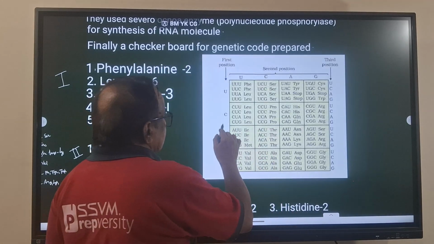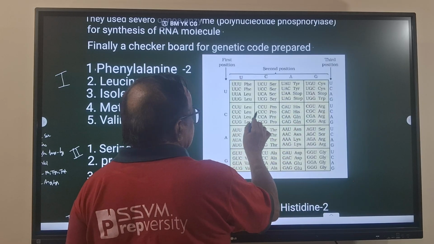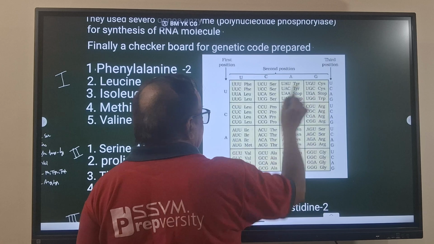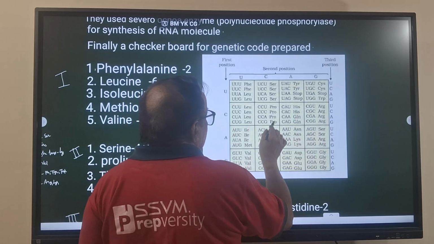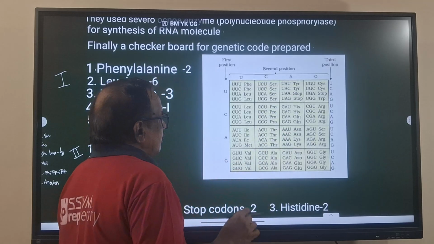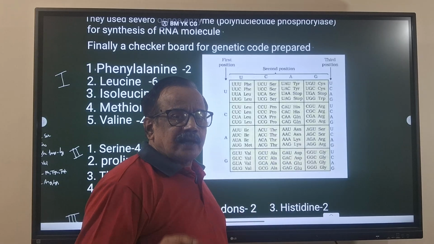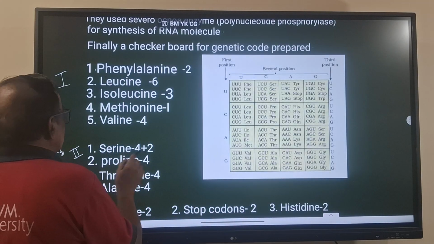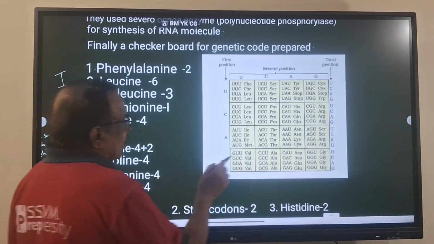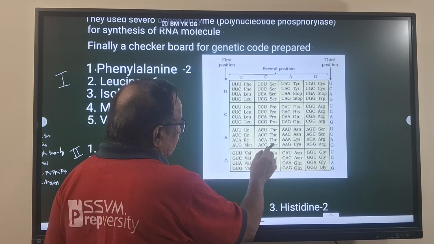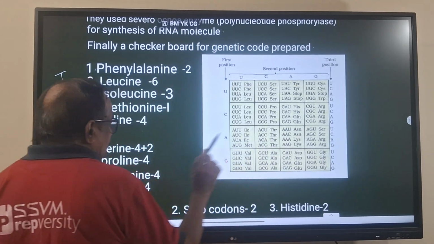So next is C and U, and C again C, A, C and G. All these 4 triplets give the code for the proline. That is the proline. Serine will be 4 plus 2, proline will be the 4. And next will be the threonine. Threonine is formed like this only. The entire box is threonine. And alanine is the fourth box.